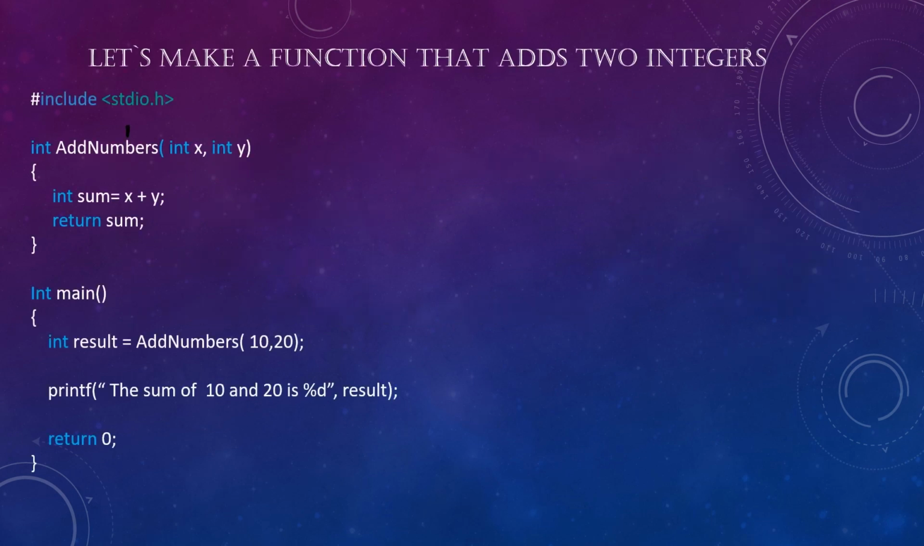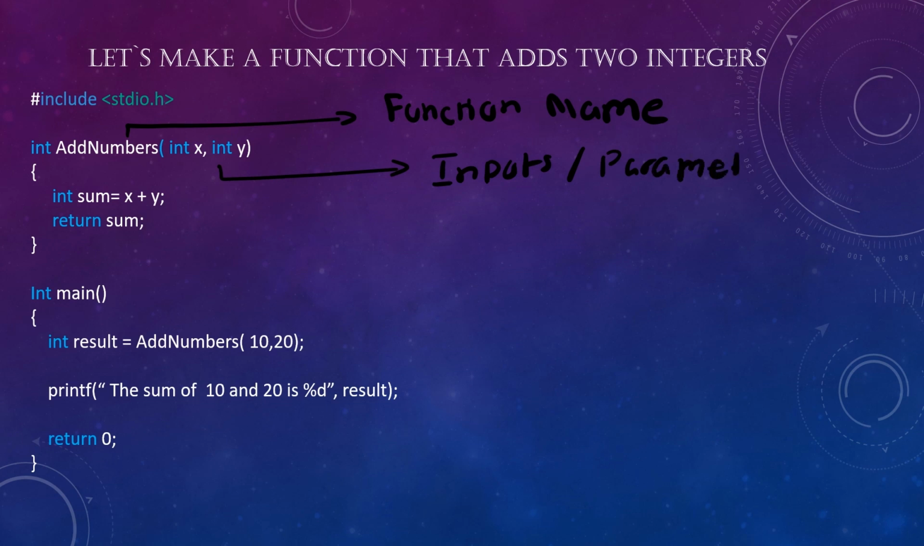Here is an example where we make a function that calculates the sum of two integers. This block of code defines a function named addNumbers. It takes two integer parameters, x and y, adds them together, stores the result in a variable named sum, and then returns the sum. This function is designed to add two numbers.